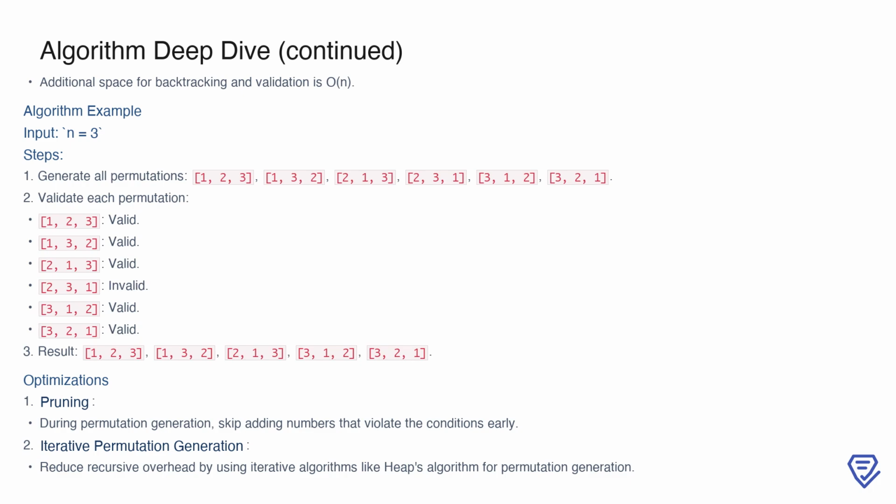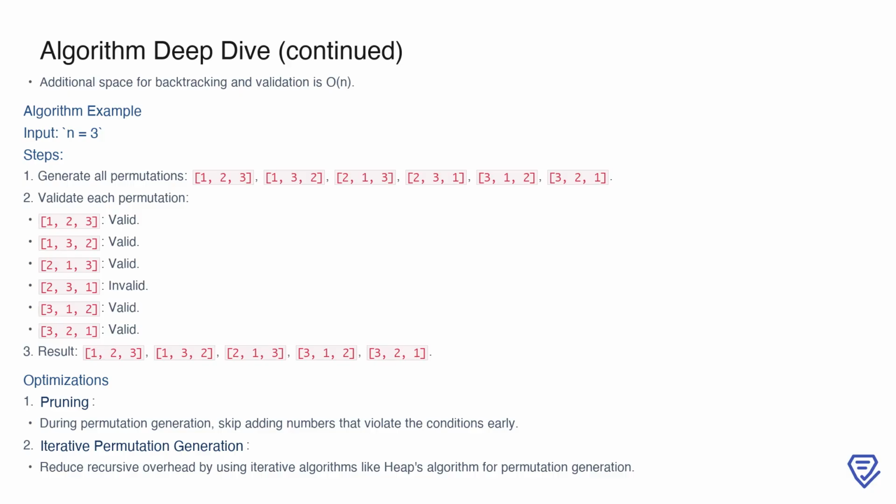These permutations include 1, 2, 3; 1, 3, 2; 2, 1, 3; 2, 3, 1; 3, 1, 2; and 3, 2, 1. Next, we validate each permutation against the divisibility conditions. For instance, 1, 2, 3 is valid because it satisfies the constraints at every index.